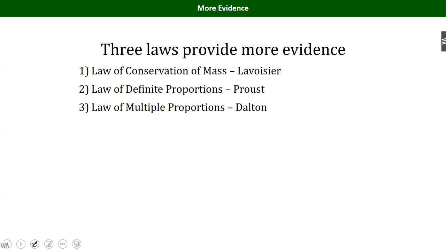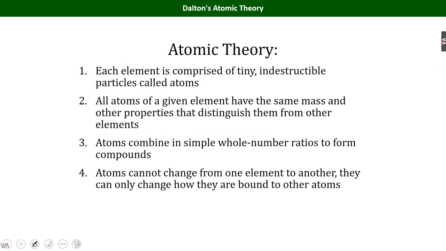And then a guy named Dalton figured out that the ratios happened to be in whole numbers. You could only combine them in whole number ratios, which was really weird until they thought about the idea of atoms. So Dalton was the first to put forward the modern atomic theory, which is that every element is comprised of tiny indestructible particles called atoms. And atom in Greek literally means indivisible. TOM is the root that means to break or something like that, and A means without. So it literally translates as without breaking.